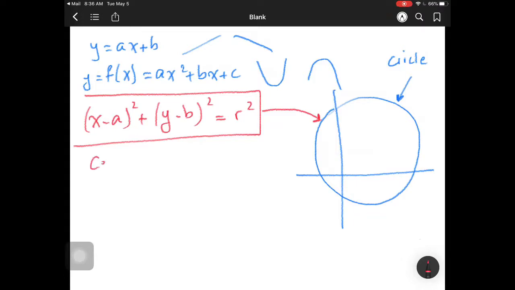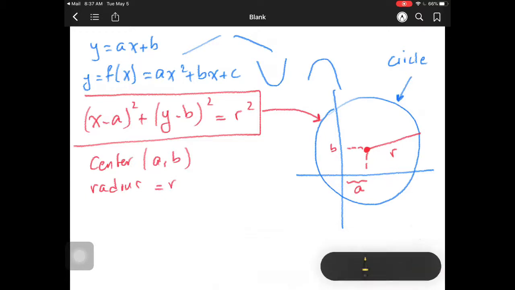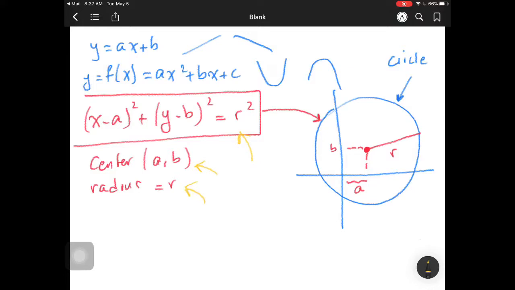The center of the circle is at point (a, b), so the coordinates are a and b. These are the coordinates of the center. And the radius length equals r. So it's important to memorize this, this, and this. These are important.